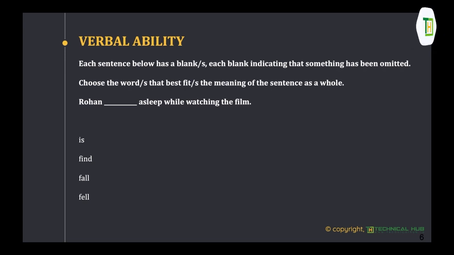If you want to use "is", you have to use the sleeping, ing form. So, wrong English. Rohan find asleep. How do you find asleep? You will not find asleep. So option B is also wrong. Rohan fall asleep while watching the film. While watching the film, so fall asleep is wrong. Rohan fell asleep while watching the film.